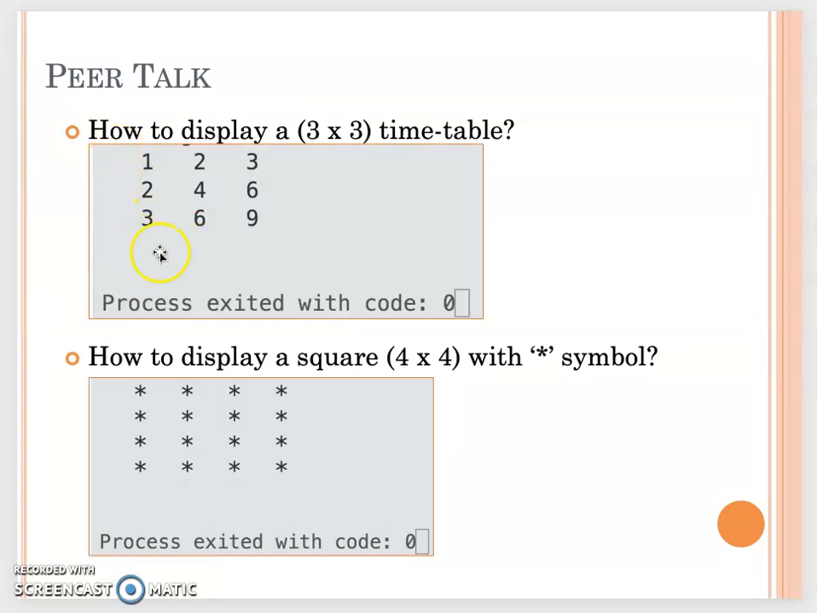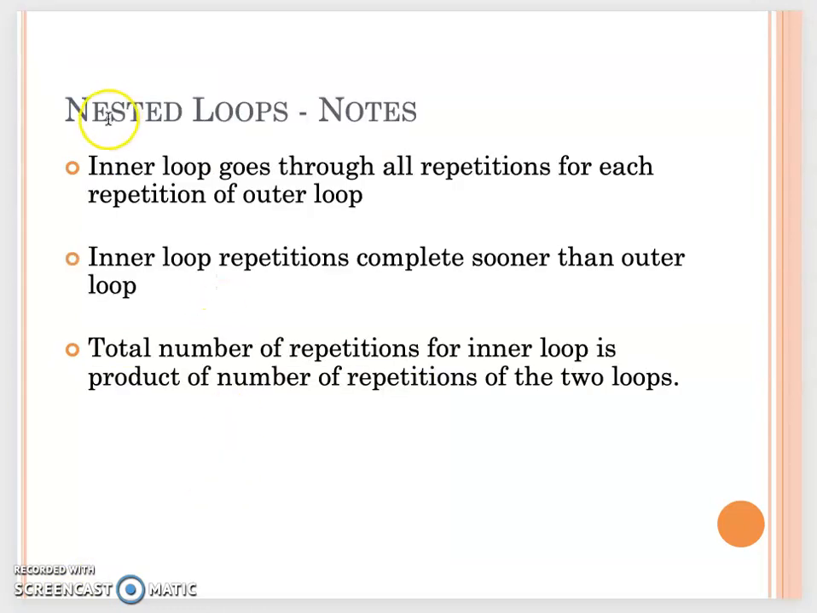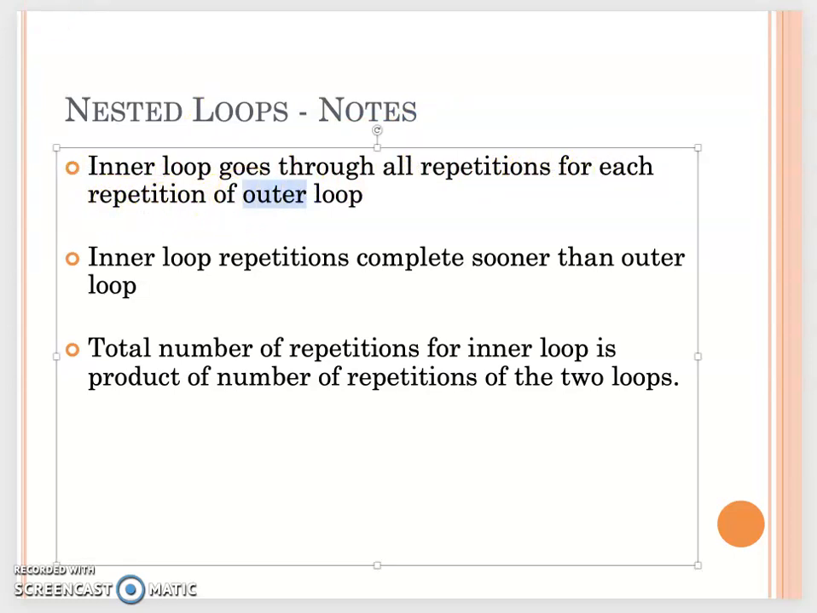This one we call a nested for loop. So when we talk about nested loops, you need to be careful. The inner loop goes through all repetitions for each repetition of the outer loop. So as I said earlier, for each iteration of your outer loop, the whole inner loop will go through all the repetitions. So one outer loop iteration is equivalent to the whole inner loop.